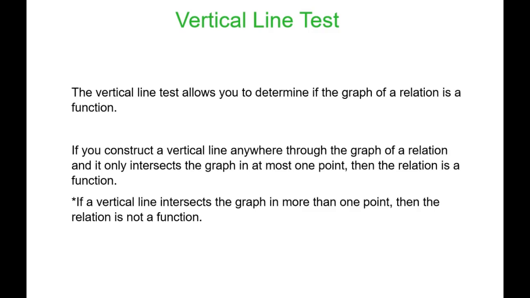So essentially all we're going to do is construct a vertical line anywhere through the graph of the relation. If it intersects at only or at most one point, then the relation is going to be a function. If we construct a vertical line and it intersects the graph at more than one point, then the relation is not going to be a function.